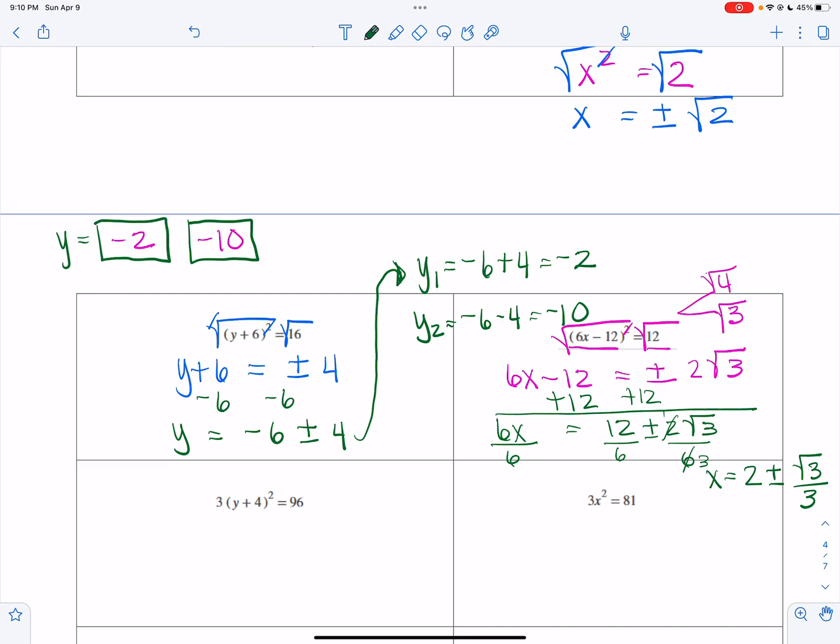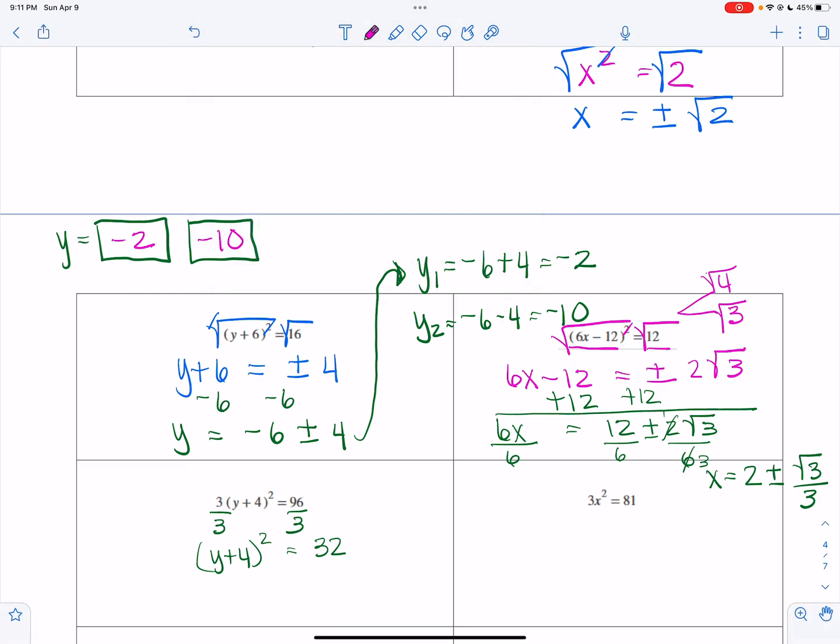Okay, so some of these answers are going to be very tricky when you write them out. You just have to be very clear on making sure that you have the denominator where it needs to be, and if something simplifies, you get rid of it, okay? So the first thing we do here on the next one is we're going to divide by 3. So 96 divided by 3 is 32. So we get y plus 4 in parentheses squared is equal to 32.